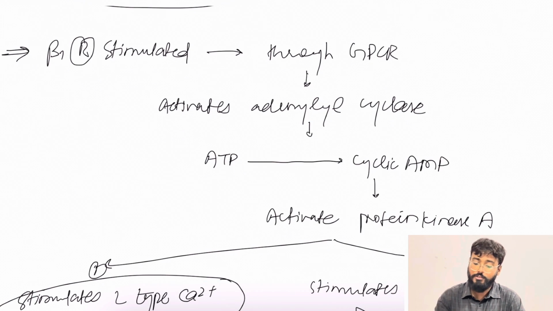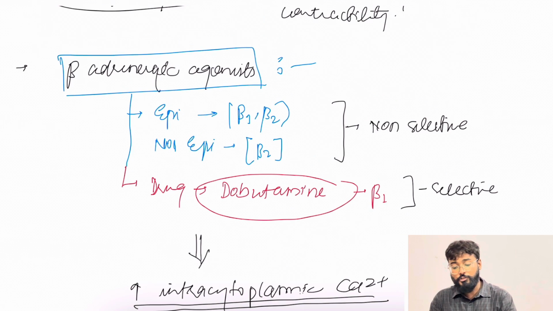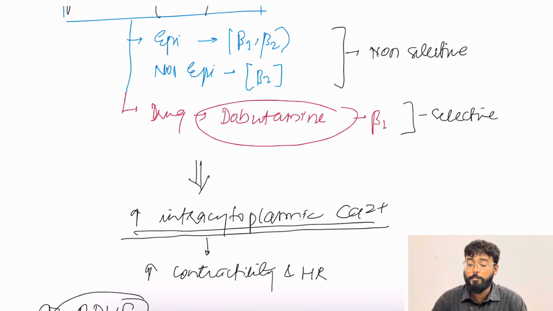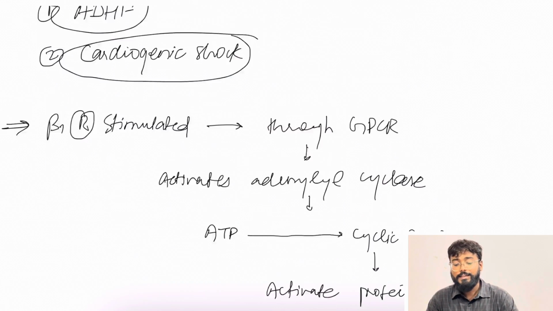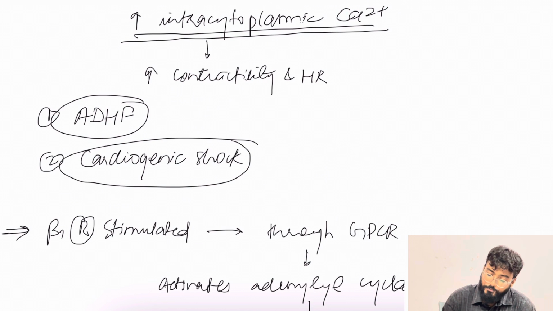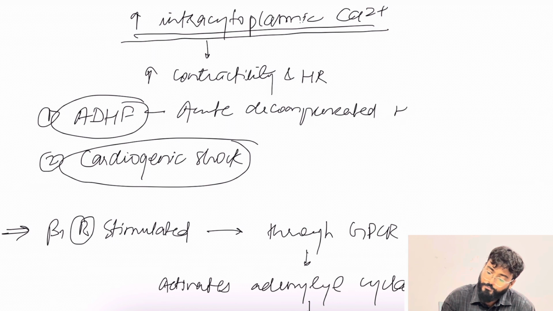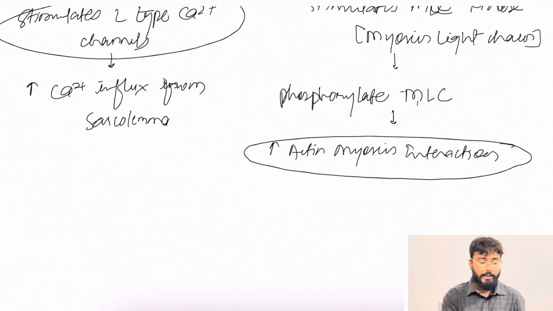So we just saw how the beta adrenergic agonists like epinephrine, norepinephrine and certain drugs like dobutamine work to increase cardiomyocyte contraction and heart rate in case of acute decompensated heart failure. This is your acute decompensated heart failure and in cardiogenic shock. Perfect.